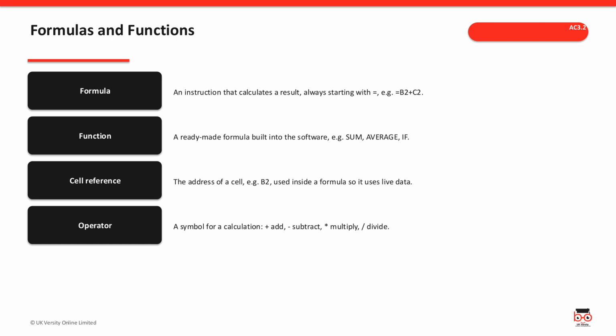Now to the engine room: formulas and functions. A formula is an instruction that calculates a result, and it always starts with an equals sign, something like equals B2 plus C2. A function is a ready-made formula the software gives you, such as sum, average, or if. The pieces they work on are cell references, the address of a cell like B2, so the formula uses live data, and operators, the plus, minus, times, and divide symbols that do the actual arithmetic.